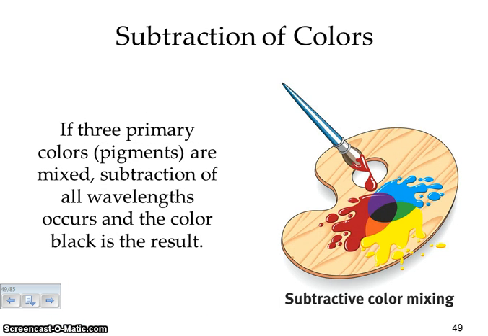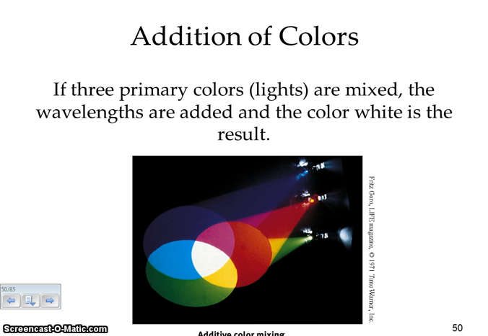Subtraction of colors. If 3 primary colors, the pigments, are mixed, and you subtract all the wavelengths, the color result is going to be black, because black is the absence of color. And if you add all the colors, it makes white. So if 3 primary colors, lights, are mixed, the wavelengths are added, and the color result is white.